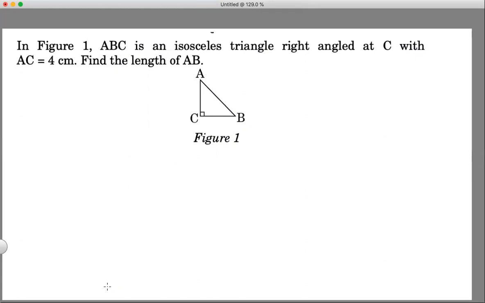In figure 1, ABC is an isosceles triangle right angled at C with AC equal to 4 centimeter. Find the length AB. Okay, it's an isosceles triangle, so this is also 4 and this is 4√2.